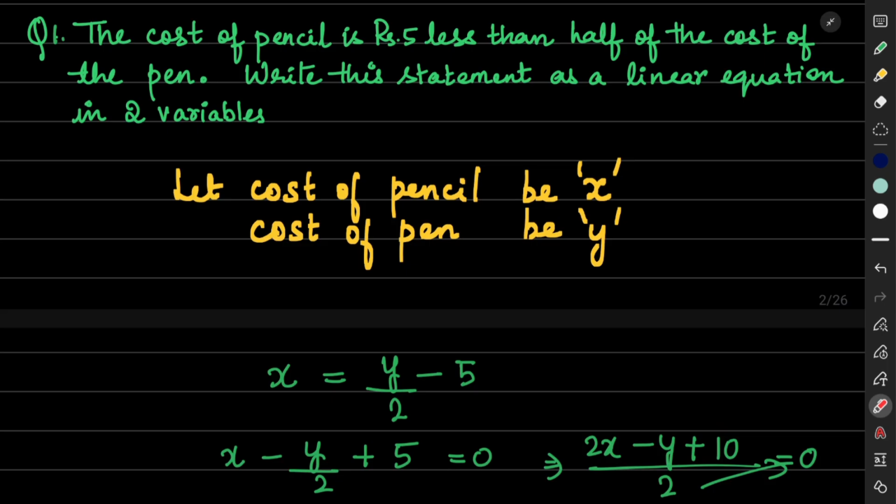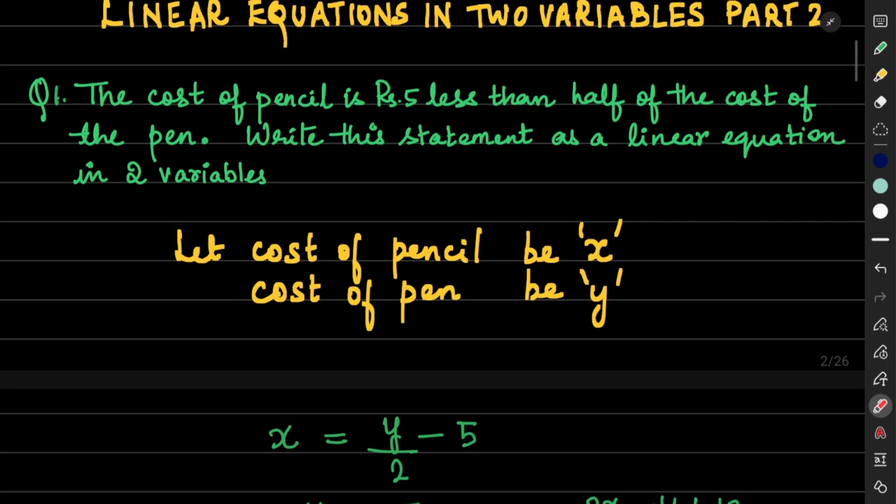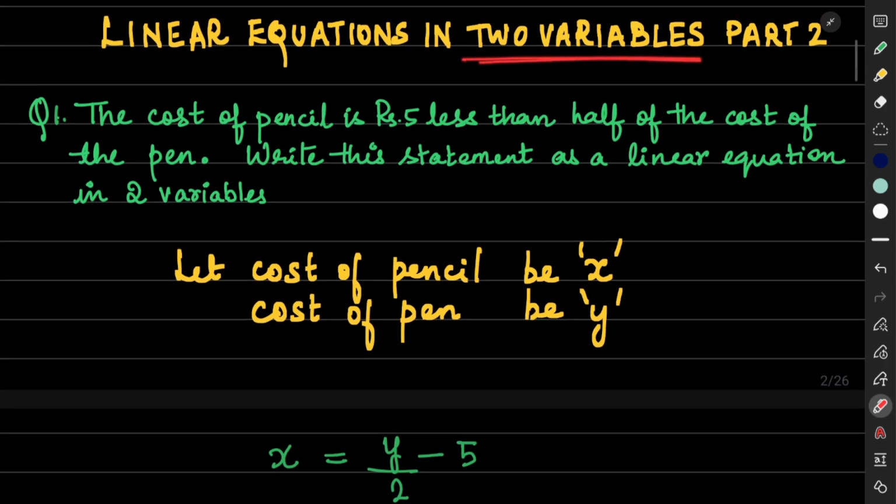Always remember, whenever you are given such word problems, you have to first consider the unknown quantity as x. You will have two unknowns, because this chapter is about linear equations in two variables. One is the cost of a pencil, which we have taken as x, and the other is the cost of a pen, which we have taken as y. So we replace: cost of a pencil as x is equal to 5 less than half the cost of a pen. This is how you have to do it.